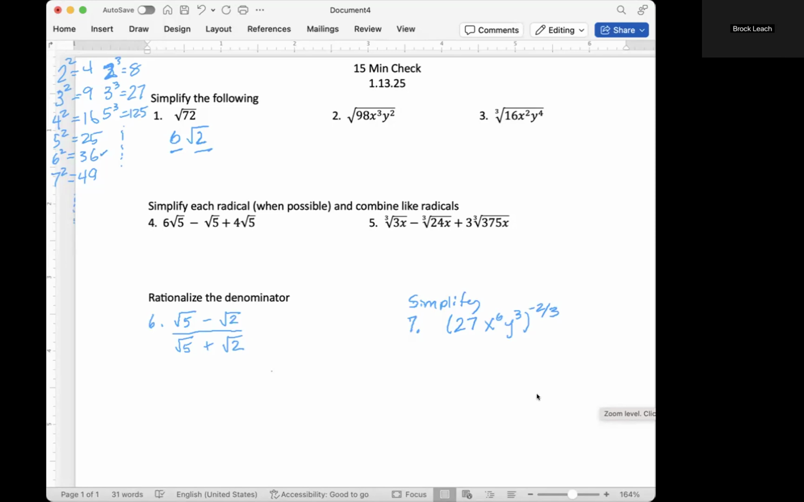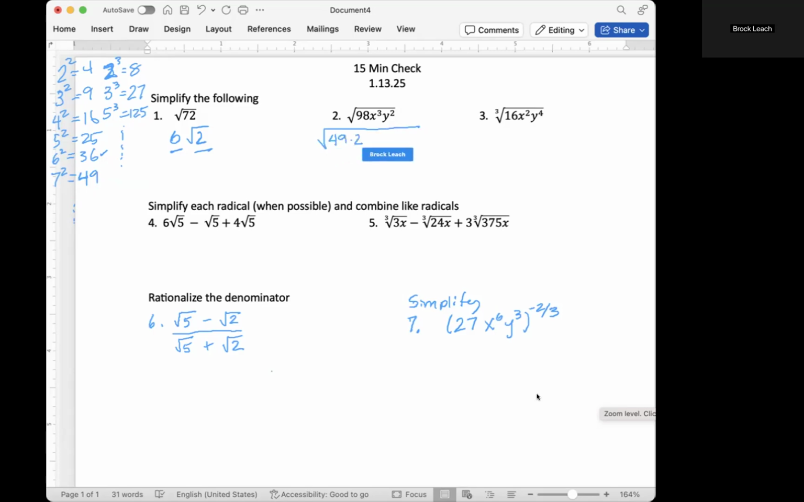Twos, anything that's divisible by 2. So our 98, if you go all the way to 49, when you make it that far, well, you kind of have to because none of the others go into it, but 49 does. 49 times 2 is 98. So I'm going to break that out as 49 and 2.